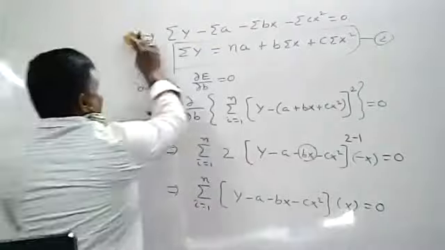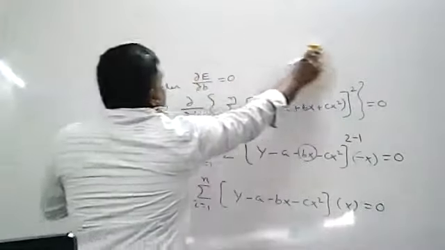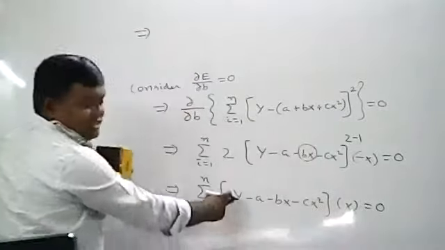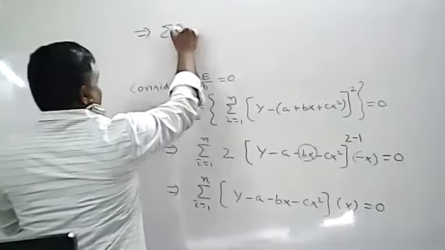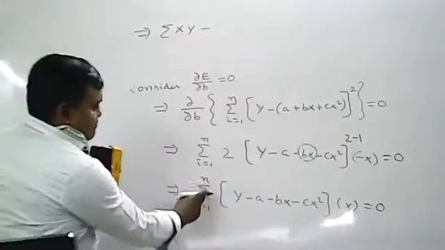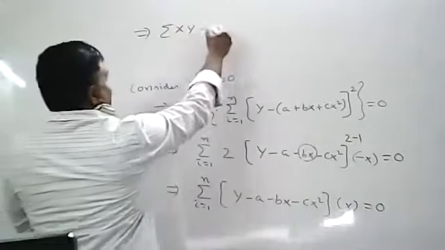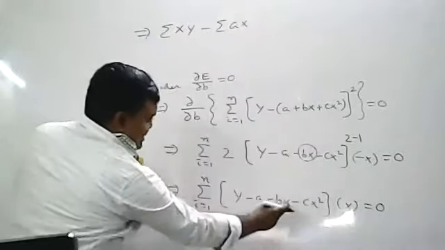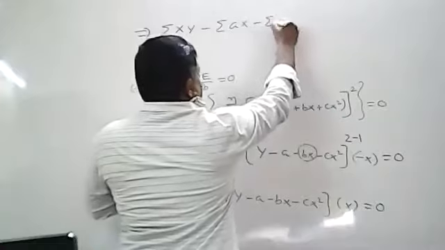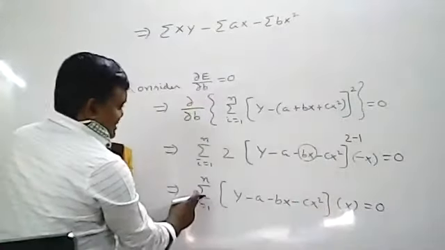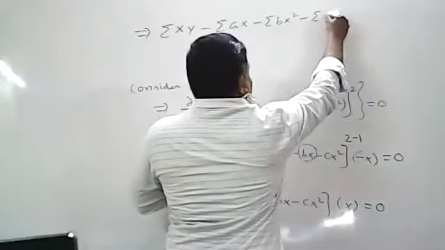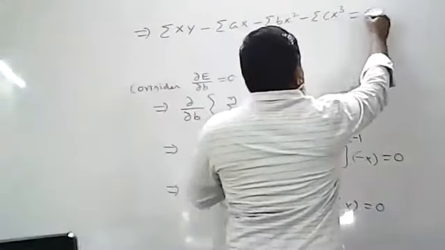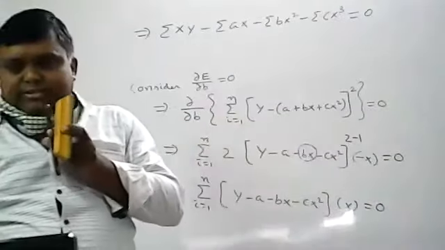The same concept. So now I will multiply here. That means what you will get? This implies summation xy, that is the first term, minus summation ax. Next, minus summation bx into x, so that means minus summation bx square. Last term, what is the last term? Minus summation cx square into x, that means cx cube, is equal to 0.